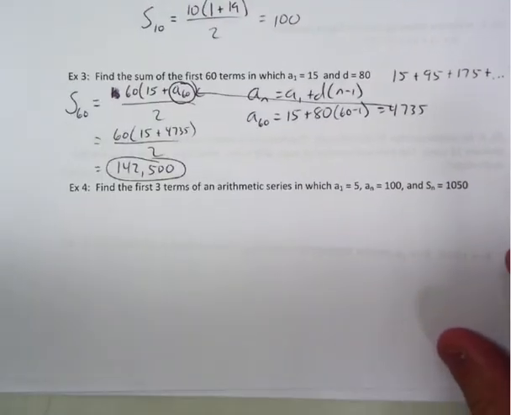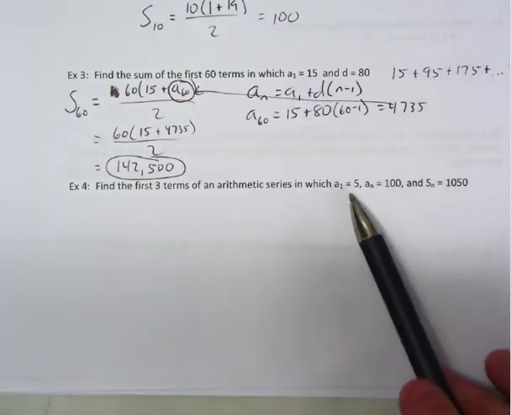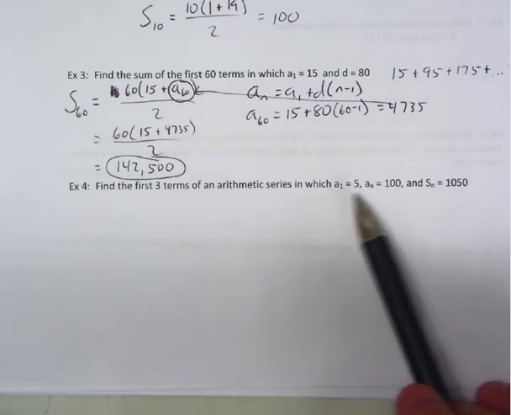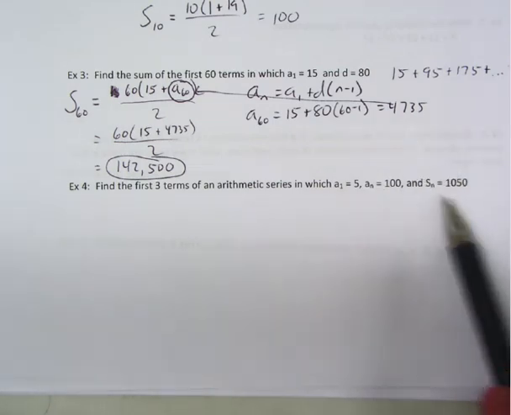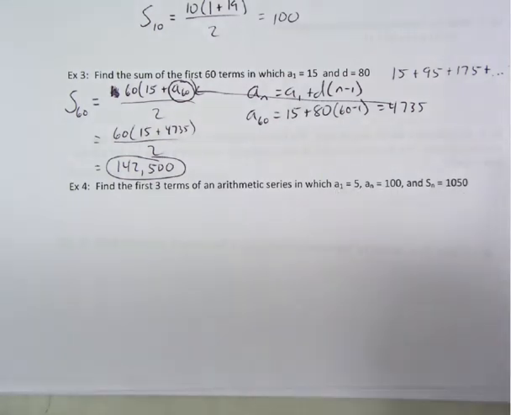All right. Example 4. Find the first three terms of an arithmetic series in which the first term is 5, the last term is 100, and if I add all the numbers together, I get 1050. So I'm looking for the first three numbers that make that happen.